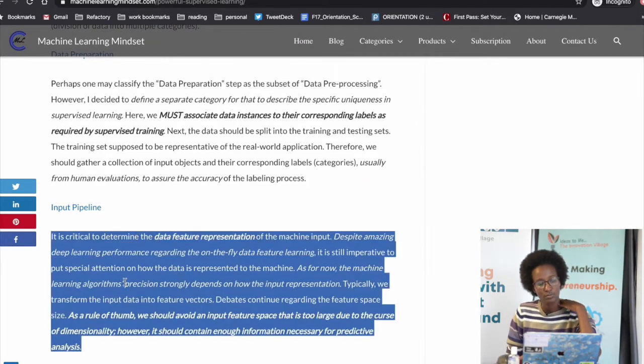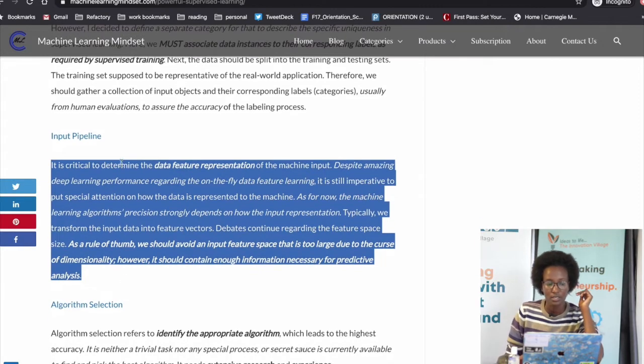Okay, then they go into the step of input pipeline. It is critical to determine the data feature representation of the machine input. Despite amazing deep learning performance regarding on-the-fly data feature learning, it is still imperative to put special attention on how data is represented to the machine. As for now, the machine learning algorithm's precision strongly depends on the input representation. Typically, we transform the data into feature vectors. Debates continue regarding the feature step size. As a rule of thumb, we should avoid an input feature space that is too large due to the curse of dimensionality. However, it should have enough information necessary for predictive analysis.